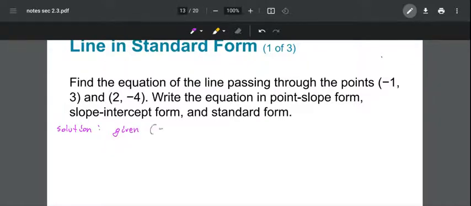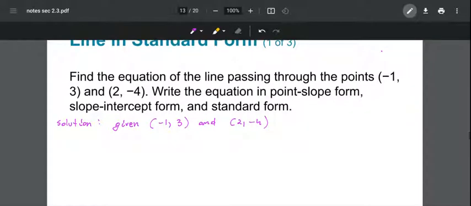We have points (-1, 3) and (2, -4), and we need to write the equation in point-slope form, slope-intercept form, and standard form, all of them. So first, I'm going to write the equation in point-slope form. Point-slope form is y minus y1 equals m times x minus x1.